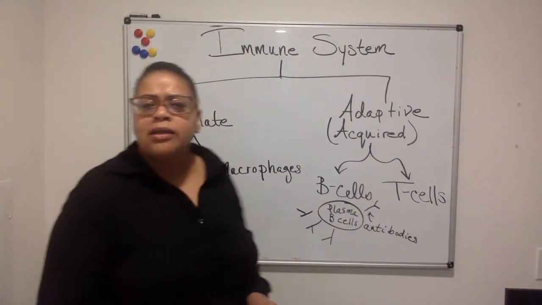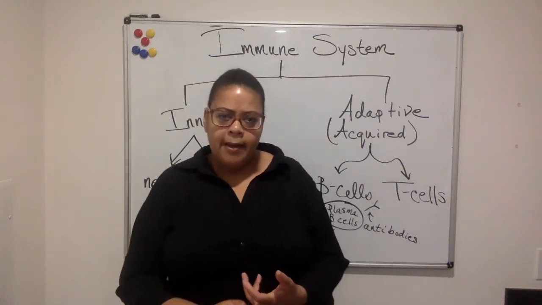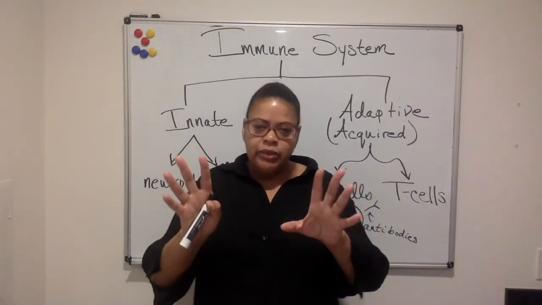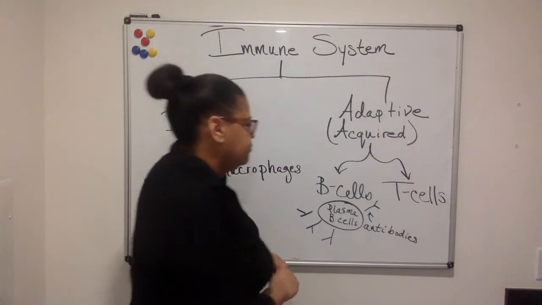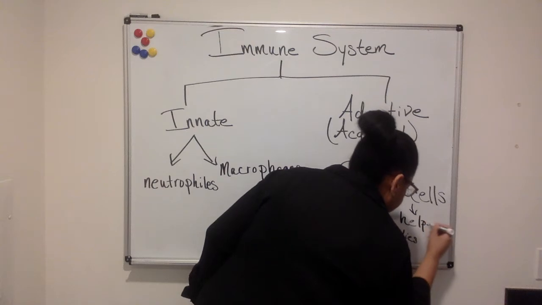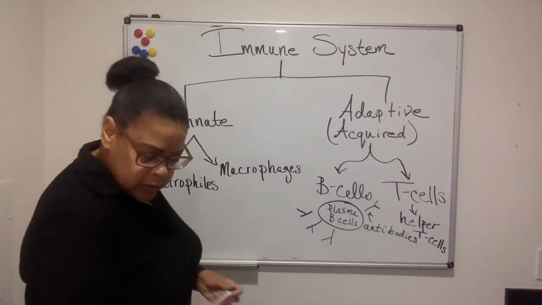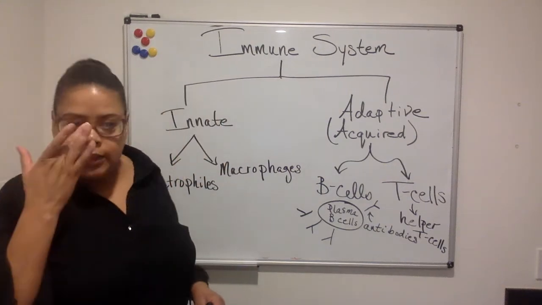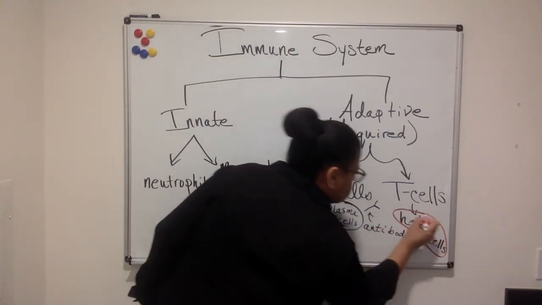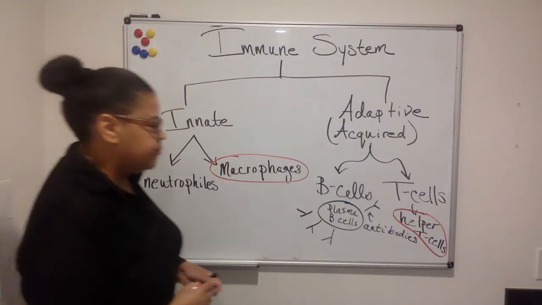The T cells, there's a lot of different T cells. There's memory T cells, suppressor T cells, helper T cells, cytotoxic killer T cells. I only want to talk about these helper T cells. So the two things I want to talk about concerning SARS-CoV-2 are these helper T cells, and macrophages.